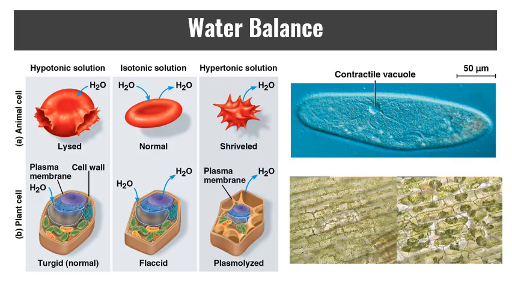Isotonic solution, the water is going in and out equally. It's not stable, but it is a dynamic equilibrium moving in and out, and that is the best situation for an animal cell. Plant cells, this is flaccid. It's survivable, but it's not great.